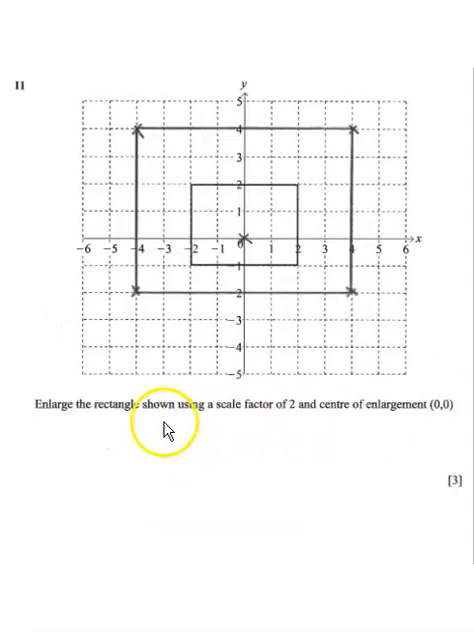Okay, it says enlarge the rectangle shown using a scale factor of 2 and centre of enlargement 0, 0. So we start off with putting our point 0, 0 at the origin there. And this is what we've been given in the question, this small rectangle. It says a scale factor of 2, so that means the new rectangle would be 2 times bigger than this one.